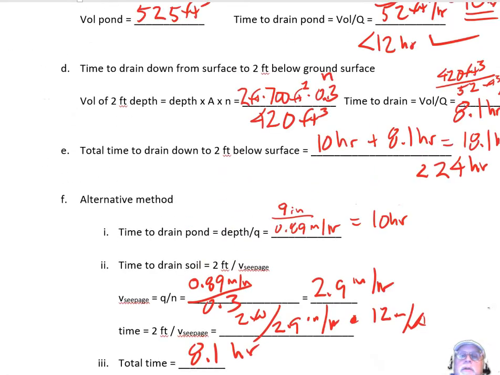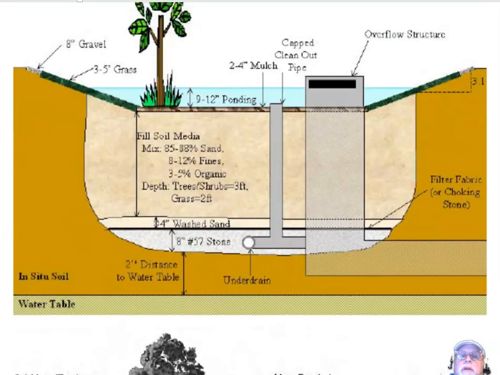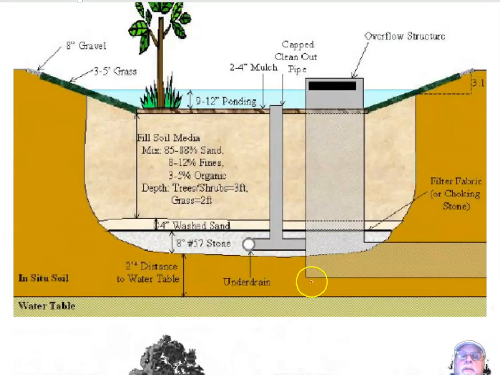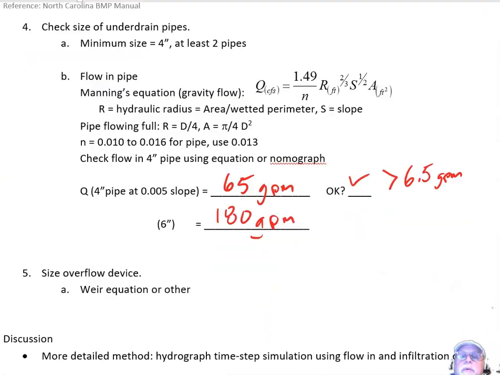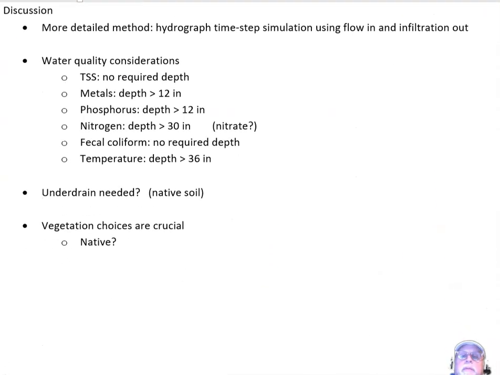Under drain, so this one we mentioned an under drain system. It could be that you're on a native soil that is permeable enough that you don't necessarily need that under drain system. So that kind of depends on the soil.